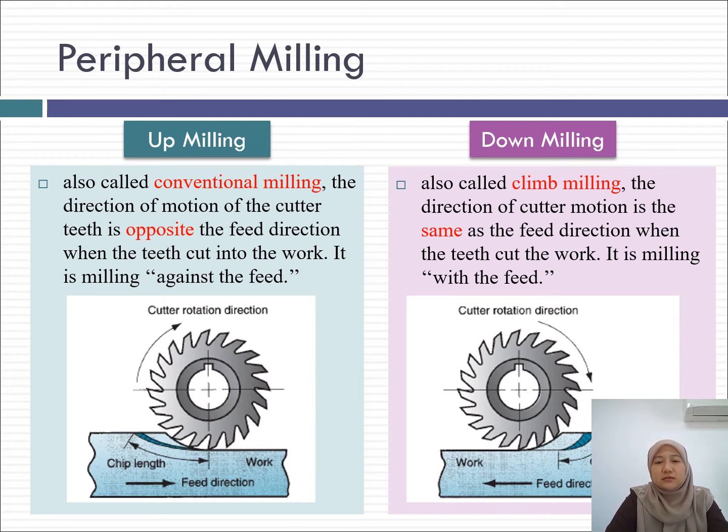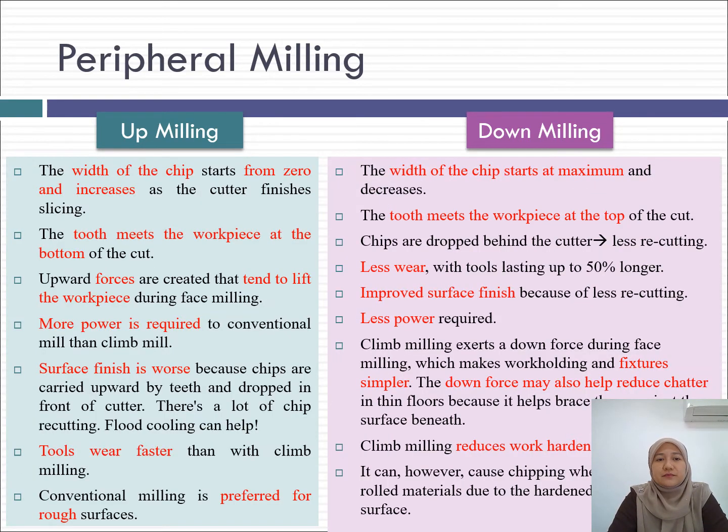In down milling, it is also called climb milling. The direction of the cutter motion is in the same direction as the feed. So when the teeth cut the workpiece, it is milling with the feed. So it is cutting in the same direction as the feeding direction of the workpiece material.